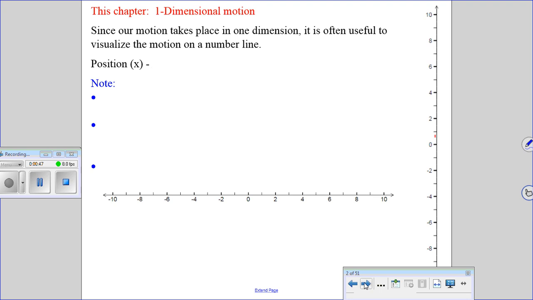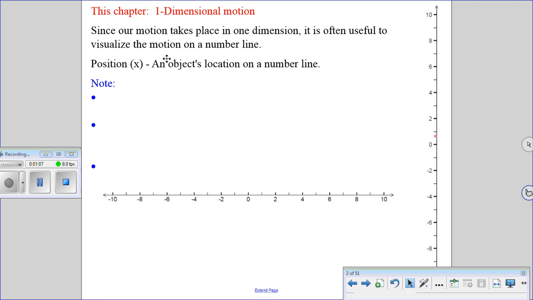So this chapter is, as I said at the beginning, called one-dimensional motion, which means basically that all of our motion will take place along one straight line, okay? And because of that, it's usually going to be helpful to visualize the motion on a number line, okay? So position represents an object's location on that number line.